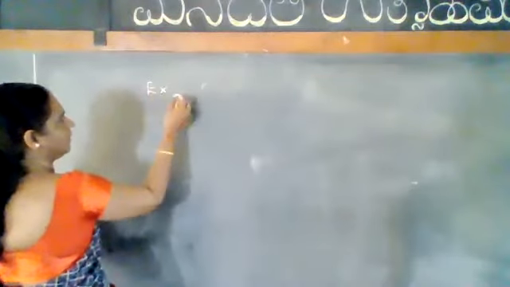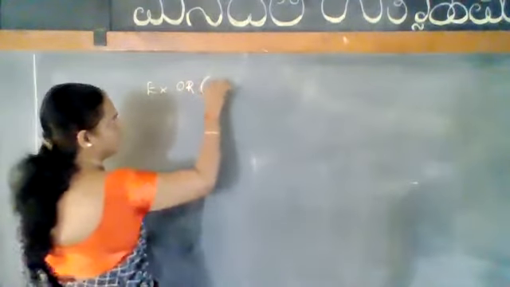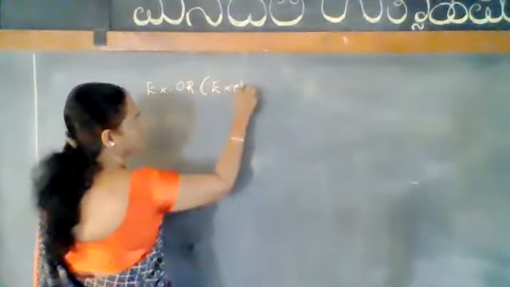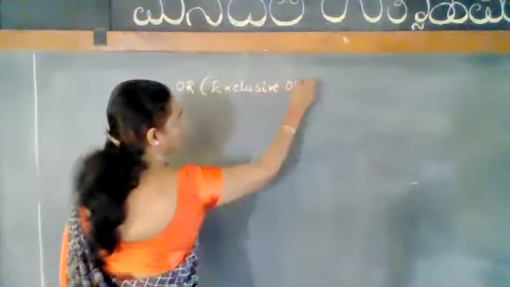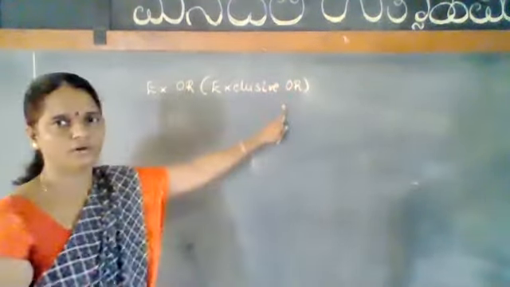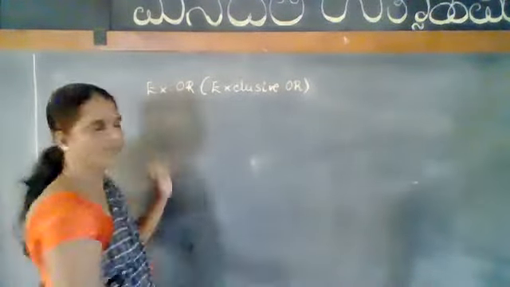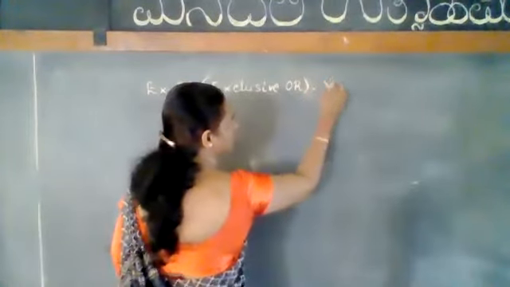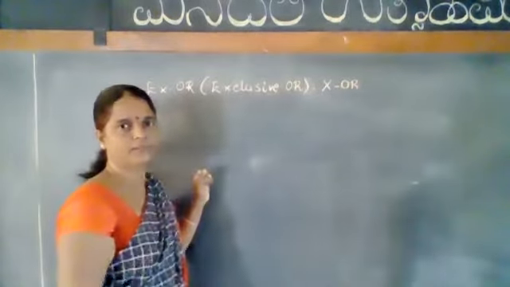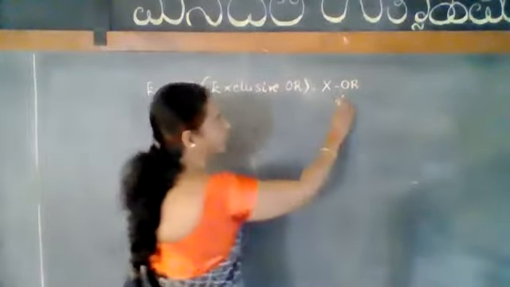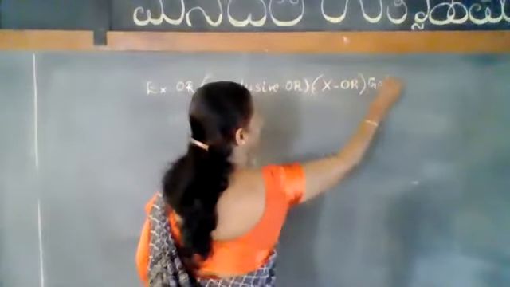XOR, EX, OR. Or this is also called as exclusive OR gate. Okay. Exclusive OR is in short written as EXOR. Sometimes this is also written as XOR. Okay. Only X, alphabet X, OR. All are same. Okay. XOR, exclusive OR gate.